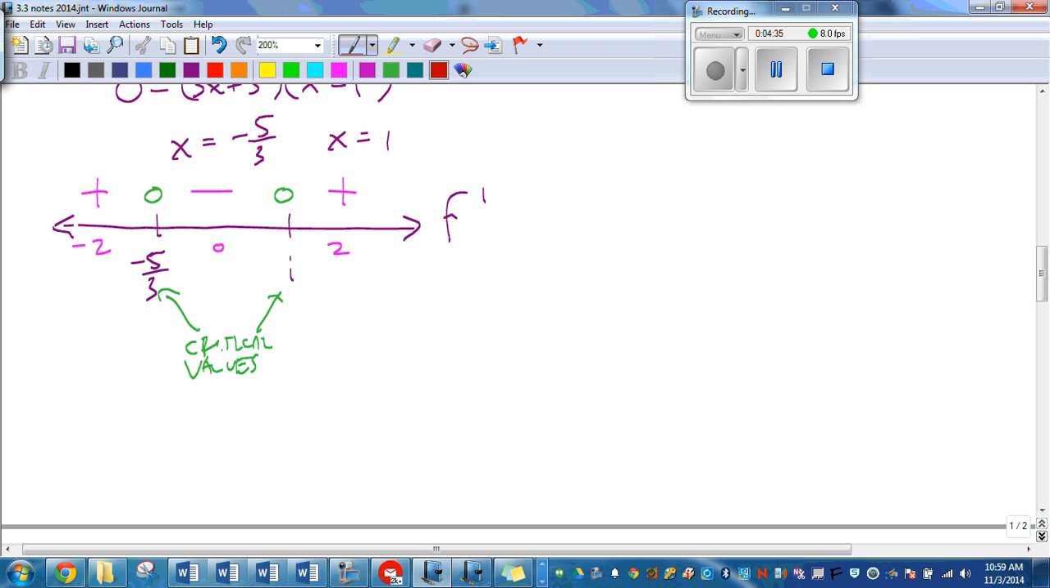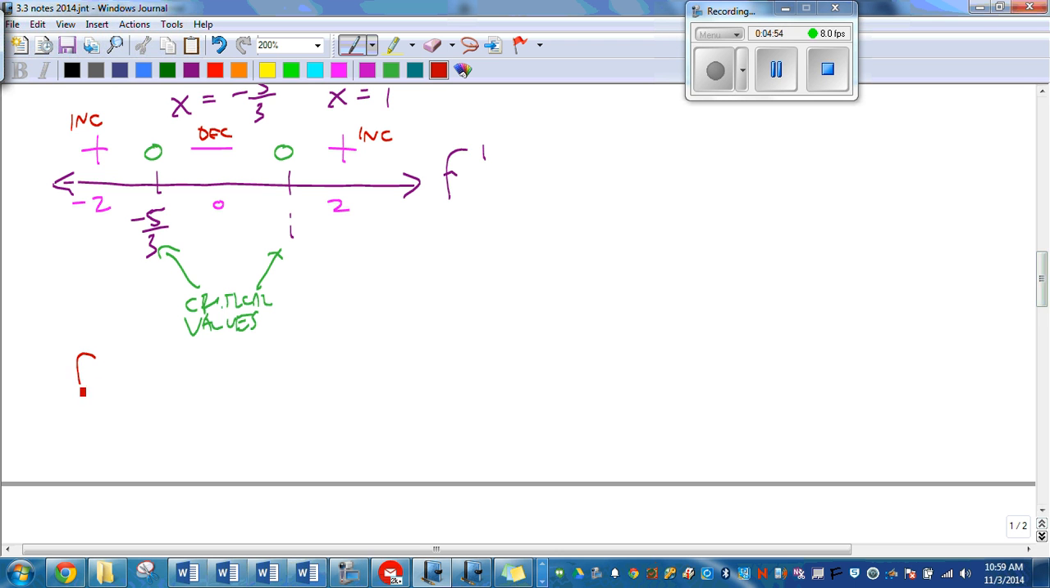When a derivative is positive for a whole interval, that means the original function is going to be increasing. So in these two intervals right here, from here, our original function f is going to be increasing. When the derivative is negative, our original function is going to be decreasing. And that's what we're looking for. When is f increasing, and when is f decreasing.